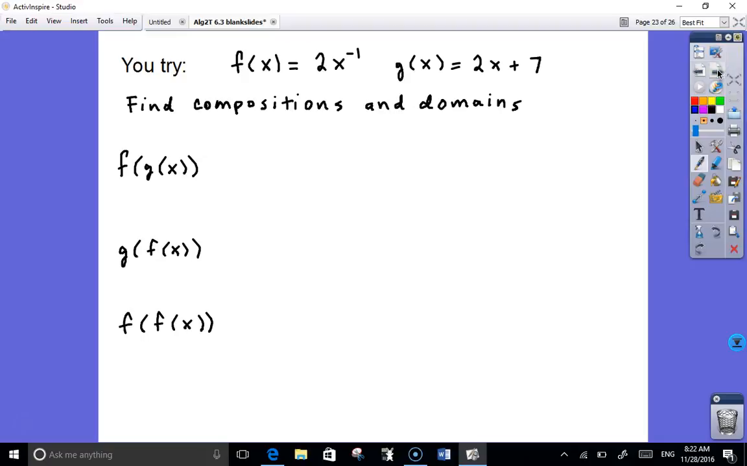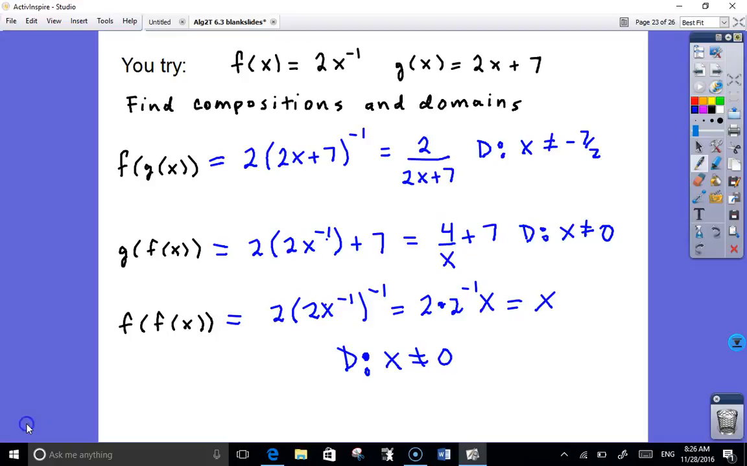Right, so try to do your compositions and domains for these two functions. 2x to the negative 1, that's f of x, and g of x is 2x plus 7. Compositions and domains. So I mean, this is very similar to the one we did on the last couple slides, right? For the first one, f of g of x, since g of x is the inner function, you put 2x plus 7 into the place of x here.